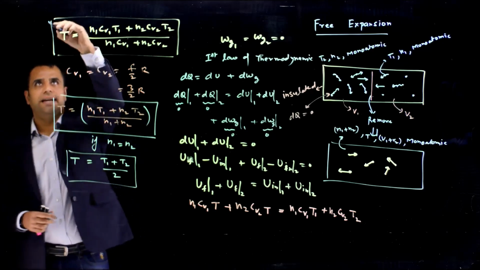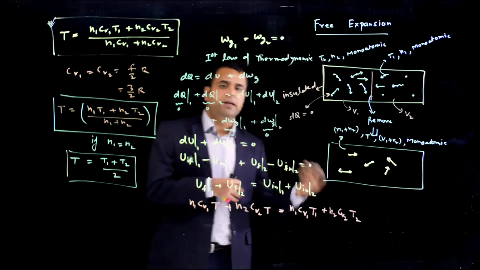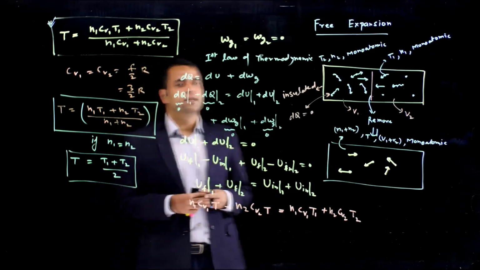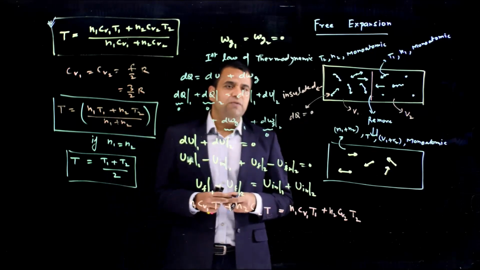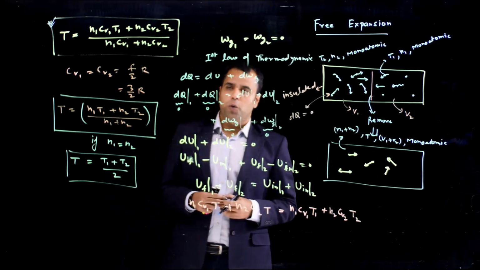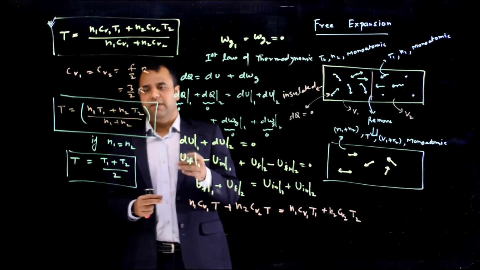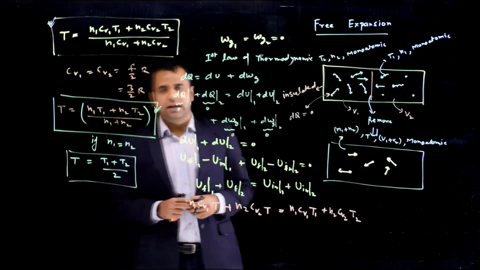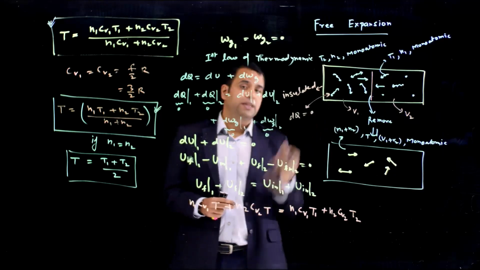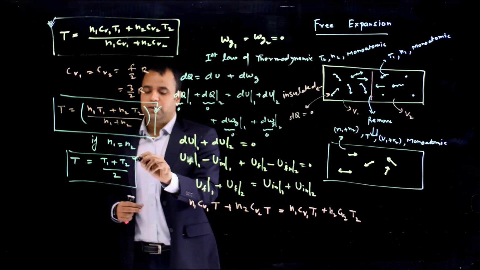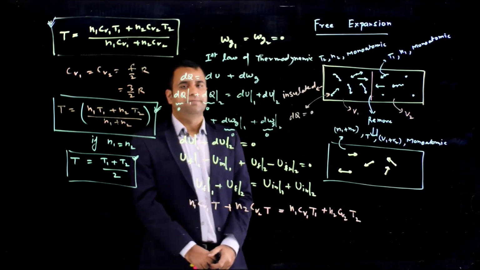So this is a general case. If the gases on both sides are not the same, for example one side is monatomic and the other side is diatomic, we can put the values of CV1 and CV2 here and get the corresponding final temperature. Since in this question both gases are monatomic, CV1 and CV2 are the same, so they cancel out and we get this formula. And if the number of moles on both sides is also the same, which is not the case here, the temperature will be the average of the two. Okay, so that's how we solve free expansion questions. Thank you.